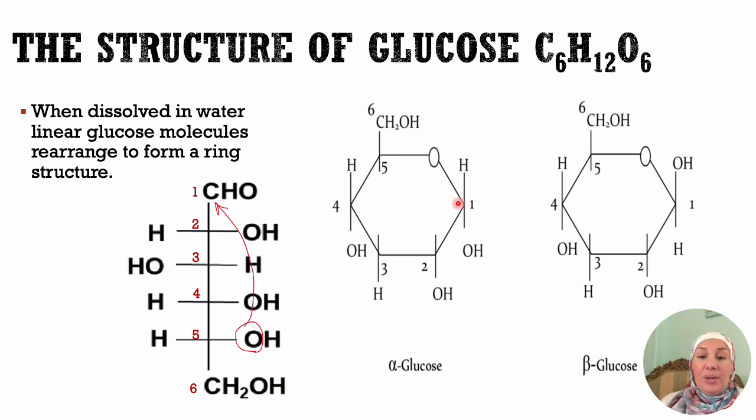We used to count it on the linear structure. Now let's count. So this is carbon number 1. Down here is carbon number 2. As we go clockwise, this is carbon number 3 going up. This is carbon number 4. Here is carbon number 5. And outside the ring, hanging up there, is carbon number 6. So this is the ring structure that is formed. But actually there's something even more detailed about that.